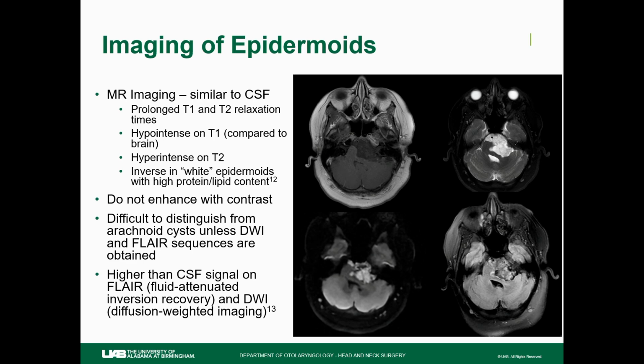Last, I want to talk about MRI, which is an important tool in diagnosing epidermoids. MR characteristics are similar to that of spinal fluid. Both intracranial epidermoids and cholesteatoma have prolonged T1 and T2 relaxation times, and as a result are hypointense on T1 and hyperintense on T2. Rarely the inverse can be seen in lesions termed white epidermoids that have a high protein or lipid content in the cyst, and those will be hyperintense on T1 and hypointense on T2.